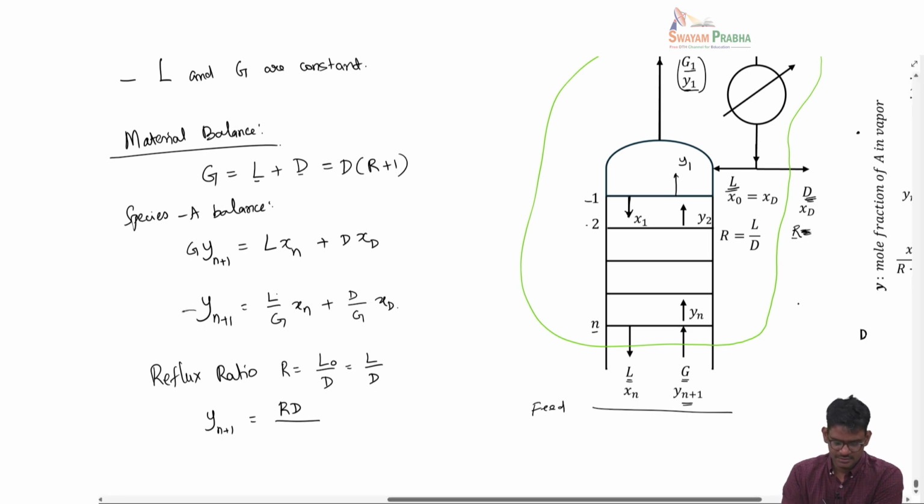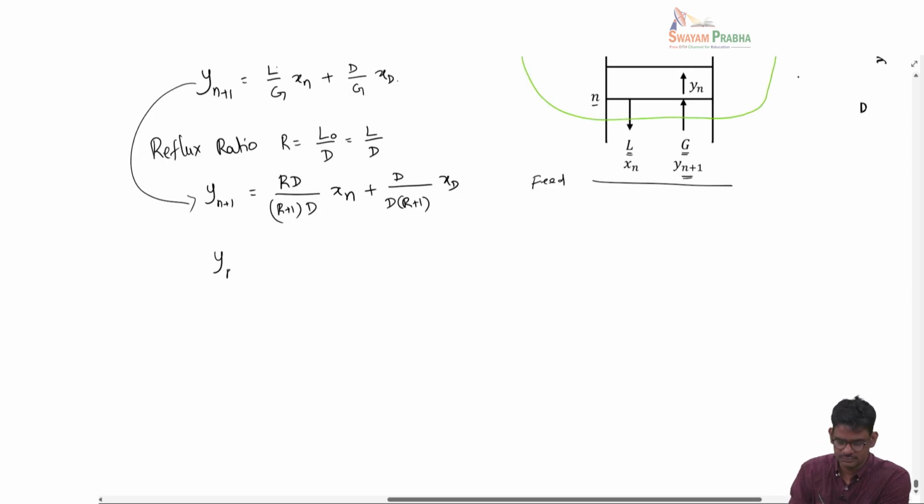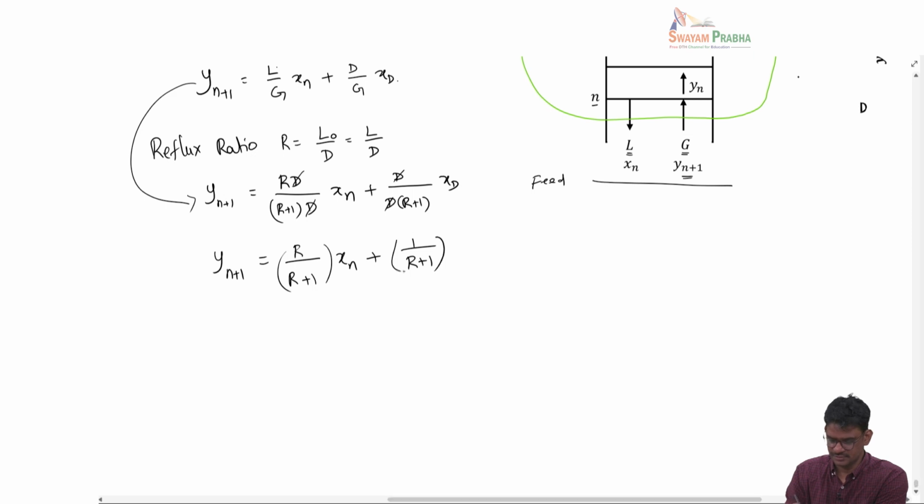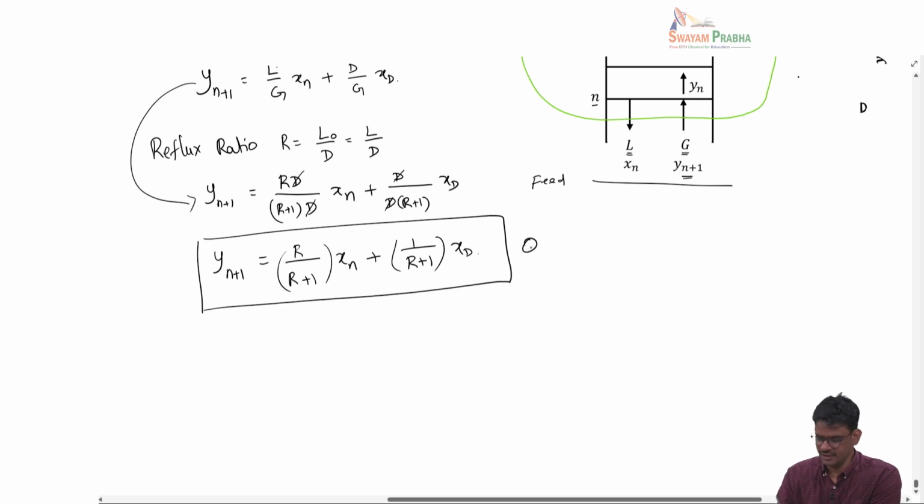So in this equation we are writing L as RD and G as (R plus 1) times D, so y_{n+1} equals RD over (R plus 1)D times x_n plus D over (R plus 1)D times x_D. You can cancel the D here. So you get R by (R plus 1) x_n plus 1 by (R plus 1) x_D. So this is the operating line for the enriching section.